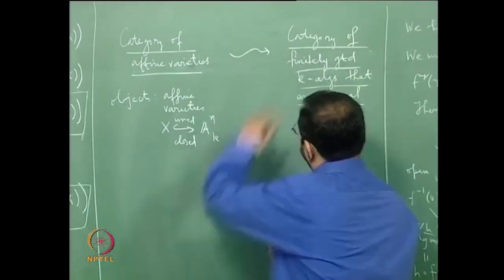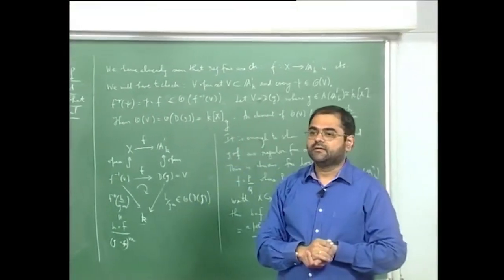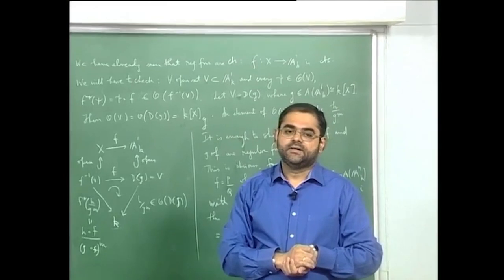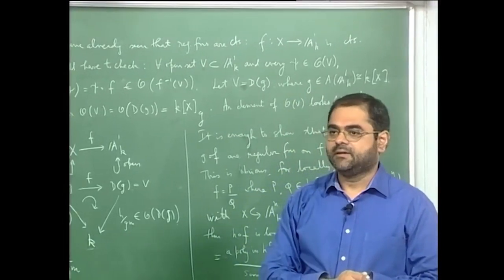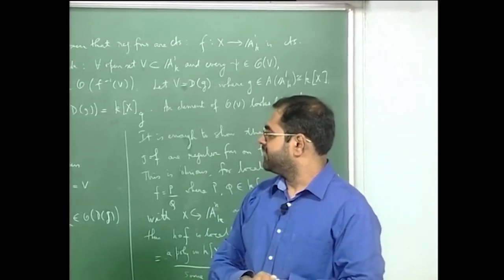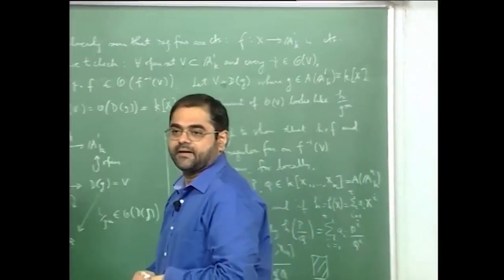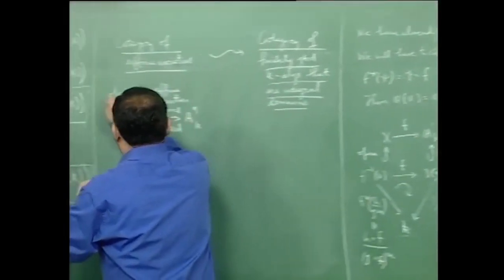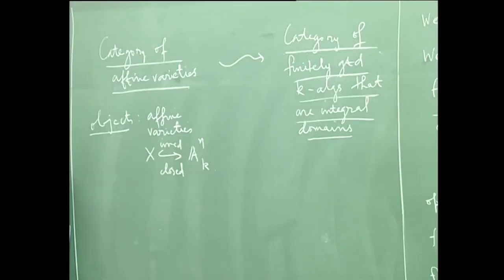Sometimes, instead of writing so much, people just say the category of affine coordinate rings, the category of affine rings over K. The affine rings means they are actually rings of functions on affine varieties. Abstractly they are defined as finitely generated K-algebras that are integral domains, which means that you are just taking a polynomial ring in finitely many variables over K and going modulo a prime ideal, so that you get an integral domain.